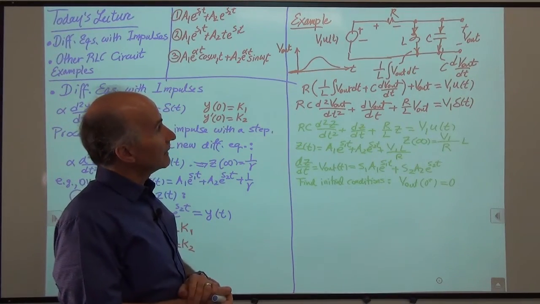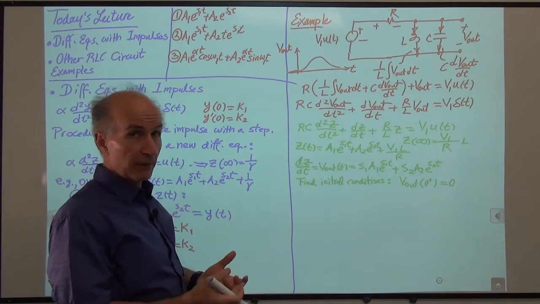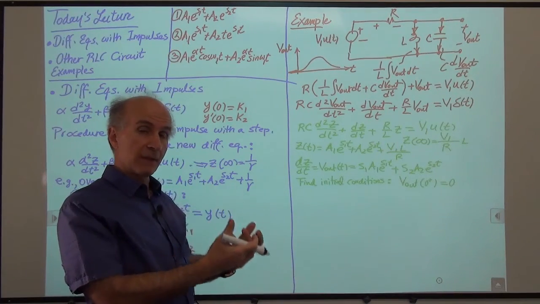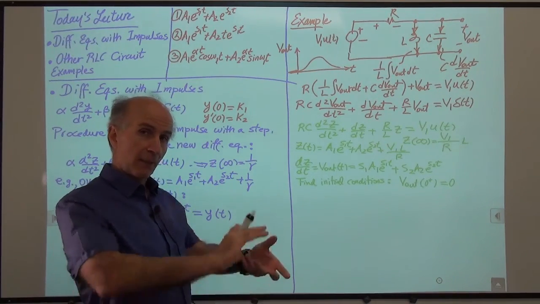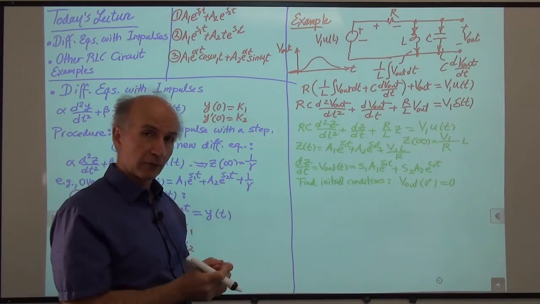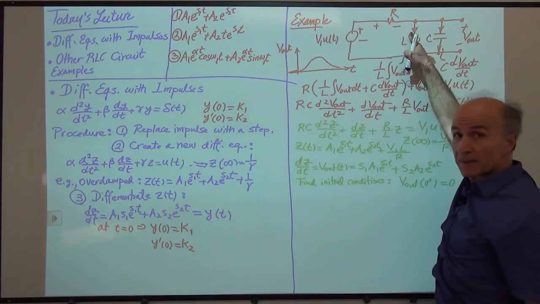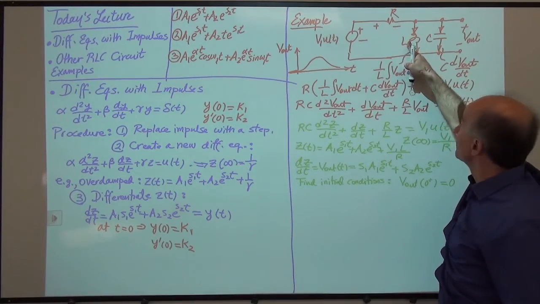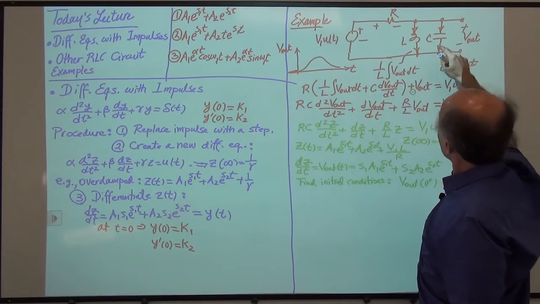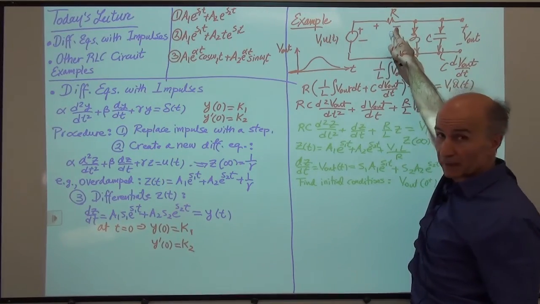Okay, but we need one more initial condition, and it has to be in terms of V out. Now, what we do know is that the current through the inductor is 0 at 0 plus. But somehow we have to translate that to something in terms of V out. So what I know is that this current is 0 at time 0 plus. And what that means is that this current plus this current should be equal to this current at any time.